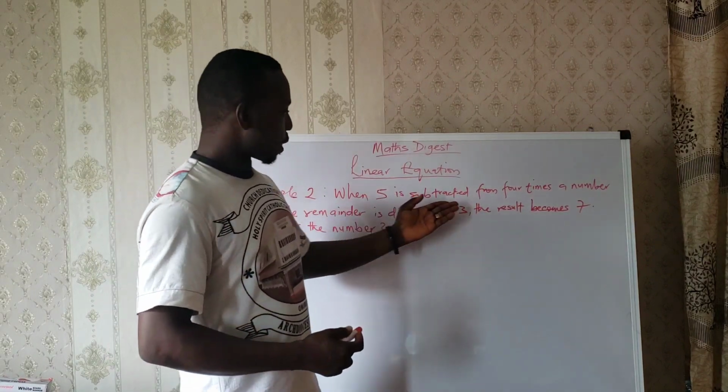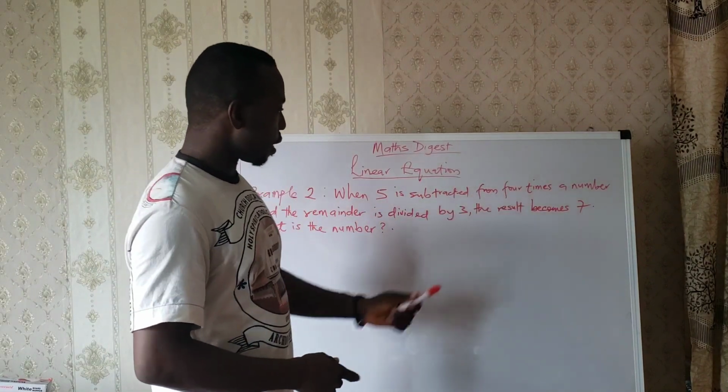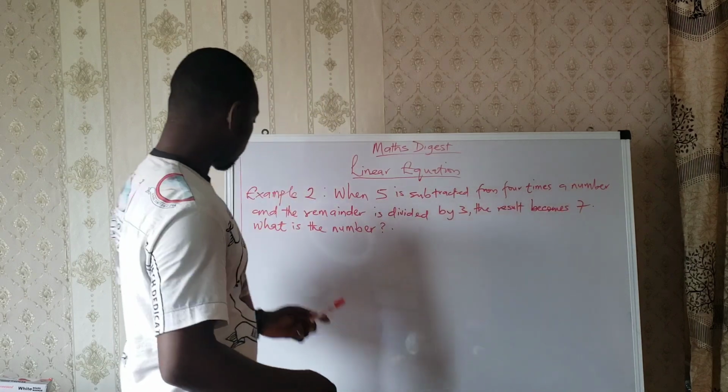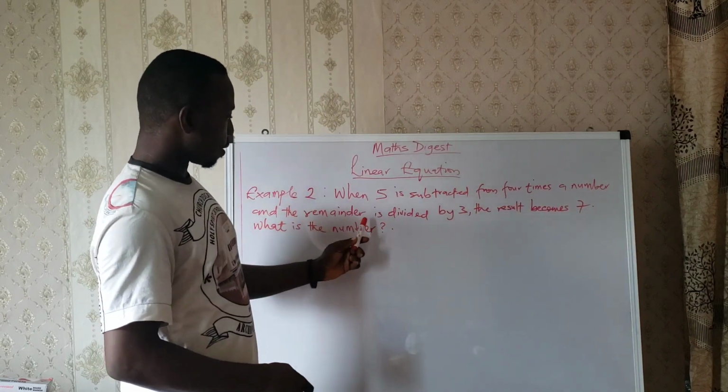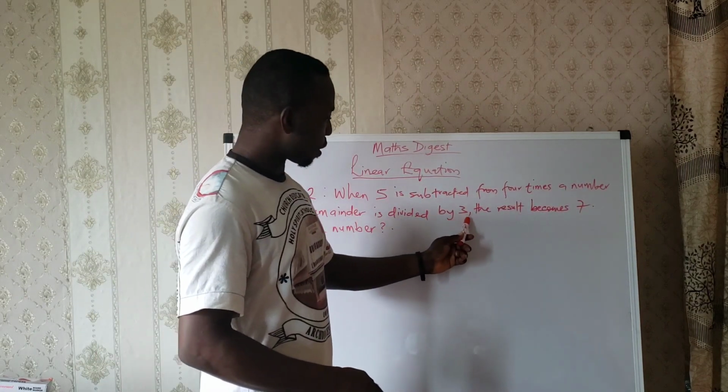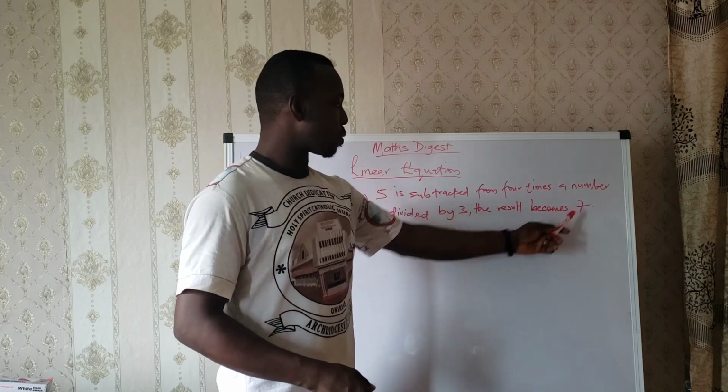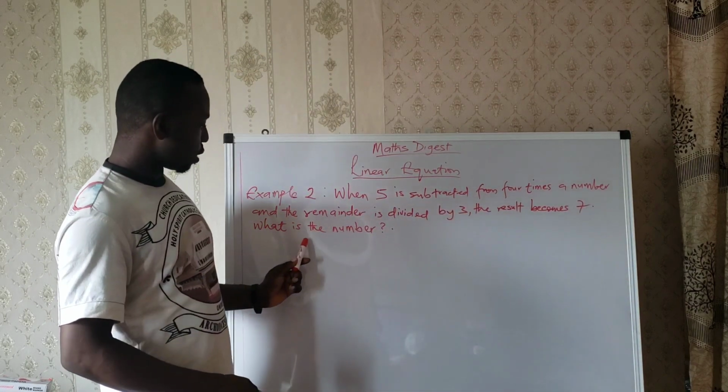When 5 is subtracted from 4 times a number, and the remainder is divided by 3, the result becomes 7. What is the number?